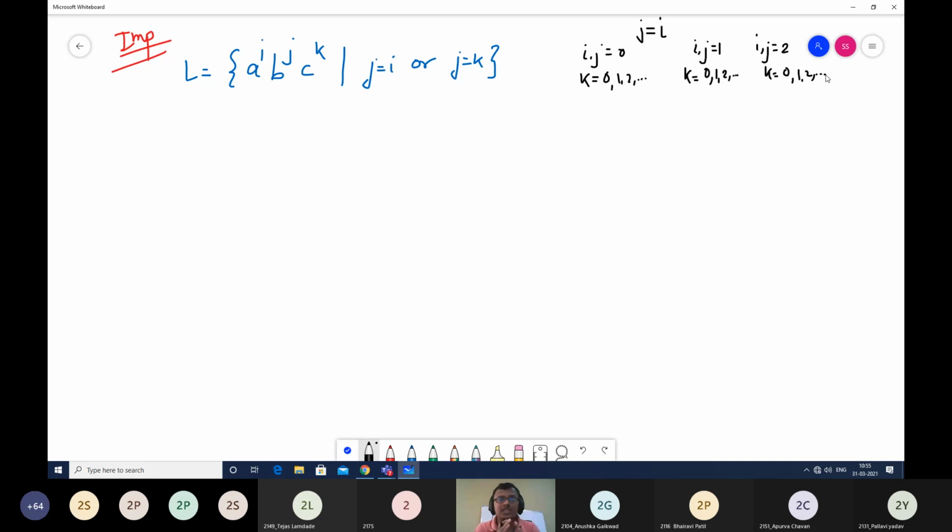When I am talking only about J is equal to I. Is this understood? How I have calculated I and J and K for the condition J is equal to I? Yes, students? Yes, sir.